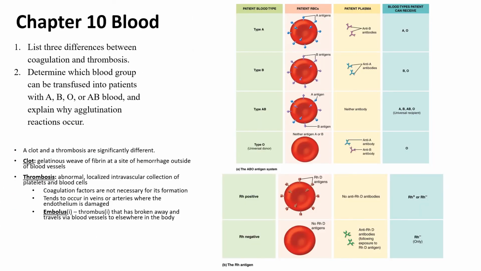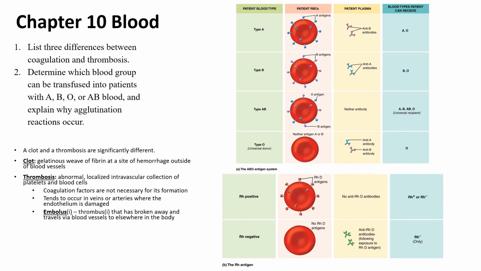And then list the 3 differences between coagulation and thrombosis. Coagulation is the process whereby the blood clots in order to stop the loss of blood from the vessels. A clot is a gelatinous weave of fibrin at the site of a hemorrhage outside of the blood vessels, whereas thrombosis is an abnormal, localized intravascular collection of platelets and blood cells. So a clot stops the blood from leaking out of the vessel. A thrombosis develops inside the vessel, and we're not sure why that happens, but it does.